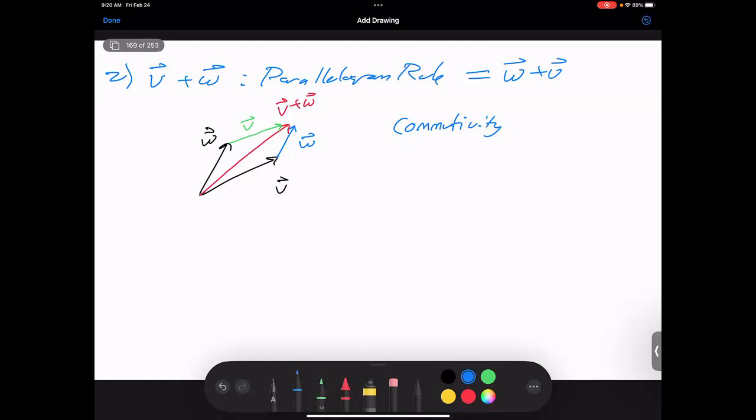Anybody know any other nice properties we have of numbers that we might hope carries on? We just did commutativity. What else might you hope? So what other nice properties do numbers have? There's two other good ones.